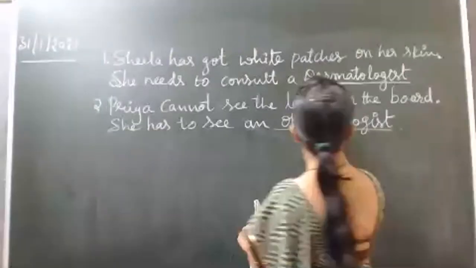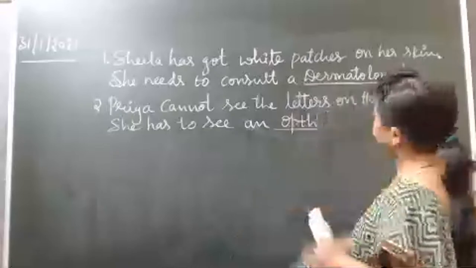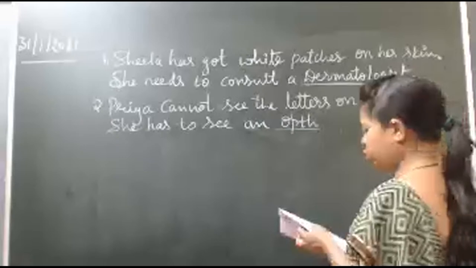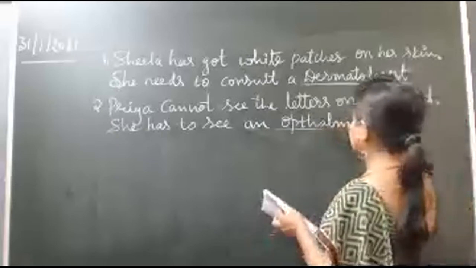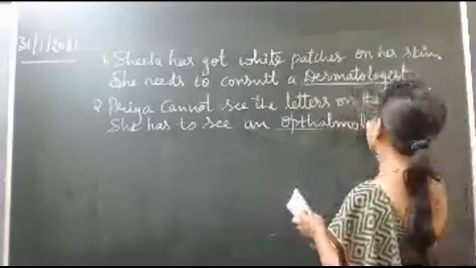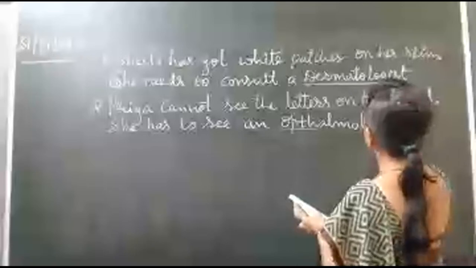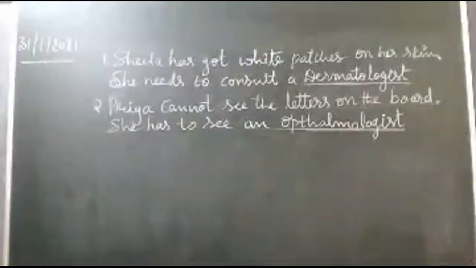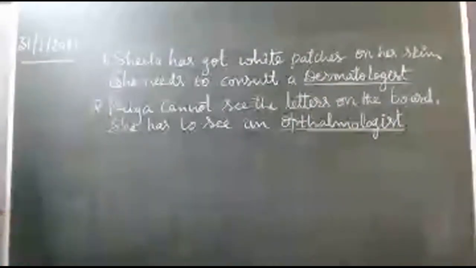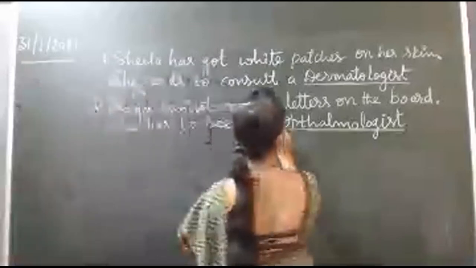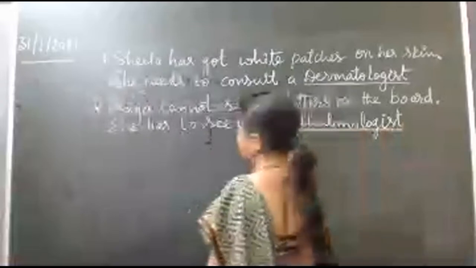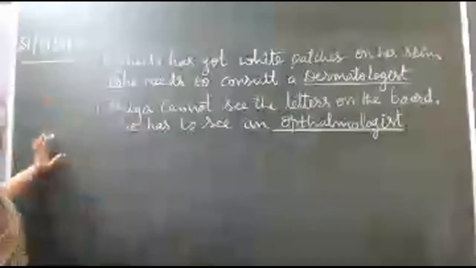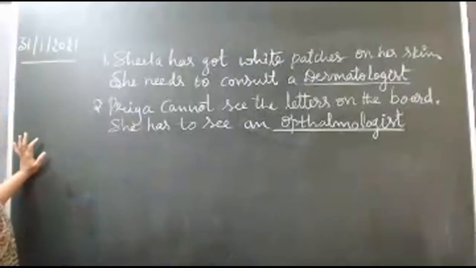The spelling is wrong here. Ophthalmologist. He is a specialist in the branch of medicine concerned with the study and treatment of disorders and diseases of the eye. Understand? Ophthalmologist. One who deals with disorders and diseases of the eye is called an ophthalmologist. He will give attention to eyesight problems and eyes.